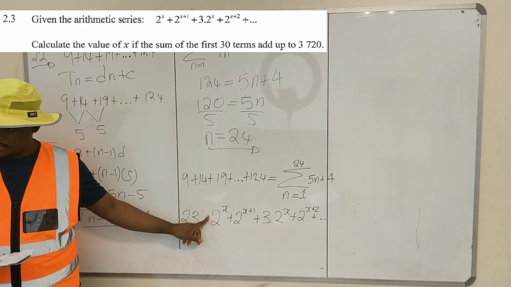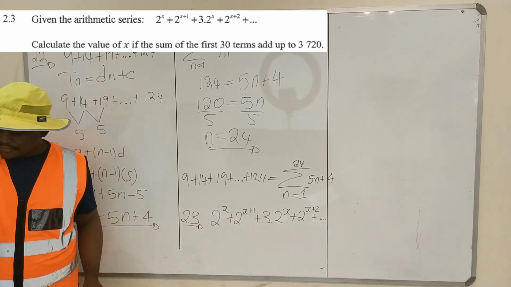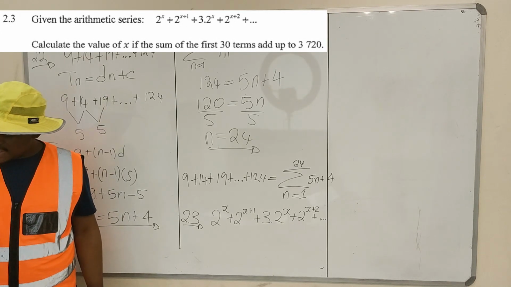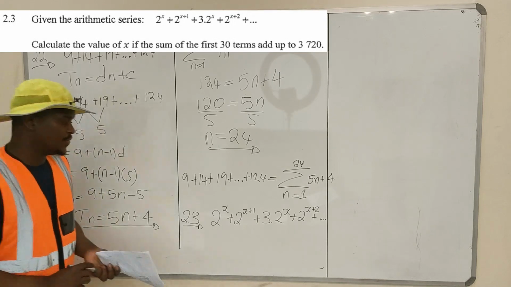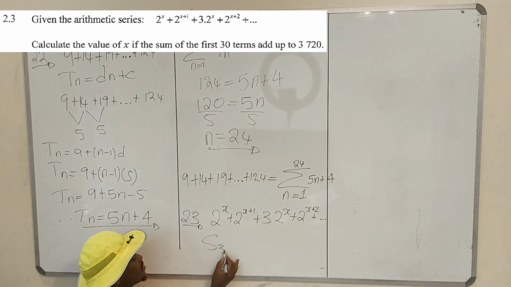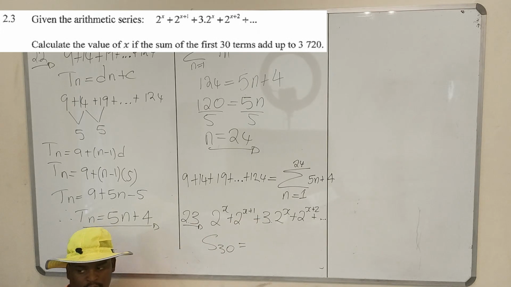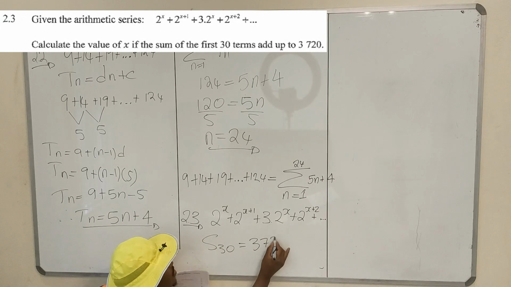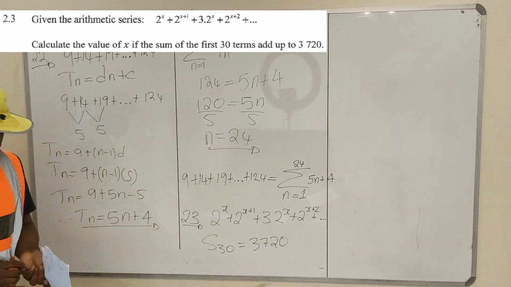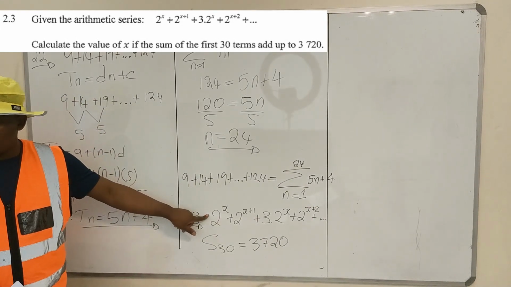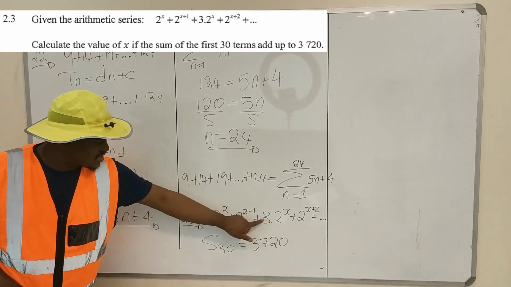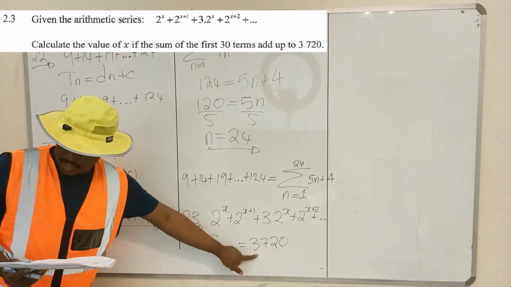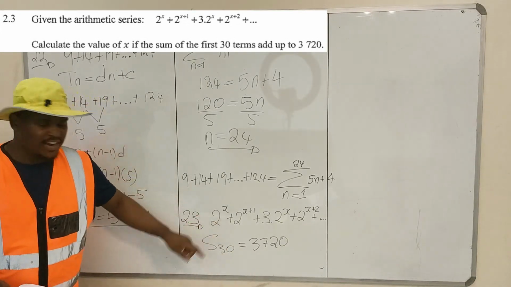Are you happy? So they are saying, calculate the value of x if the sum of 30 terms adds up to 3,720. We are told that the sum of 30 terms of this series is 3,720. So you are given the series is arithmetic, and you're told that if you add the first 30 terms, it gives you that value. Do you understand? Then now they want you to find the value of x.